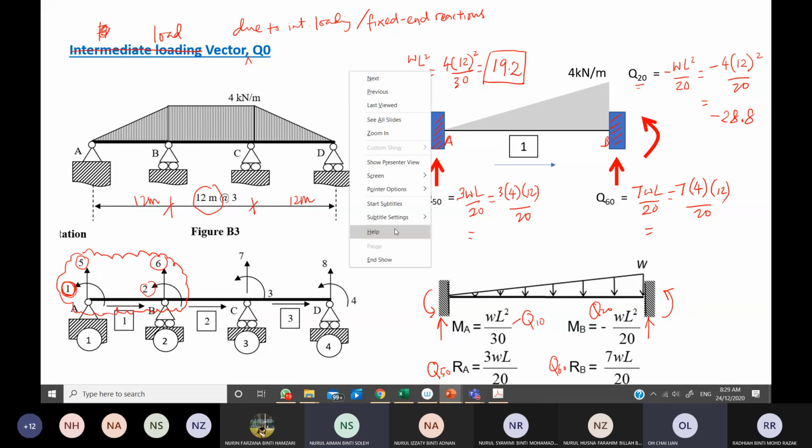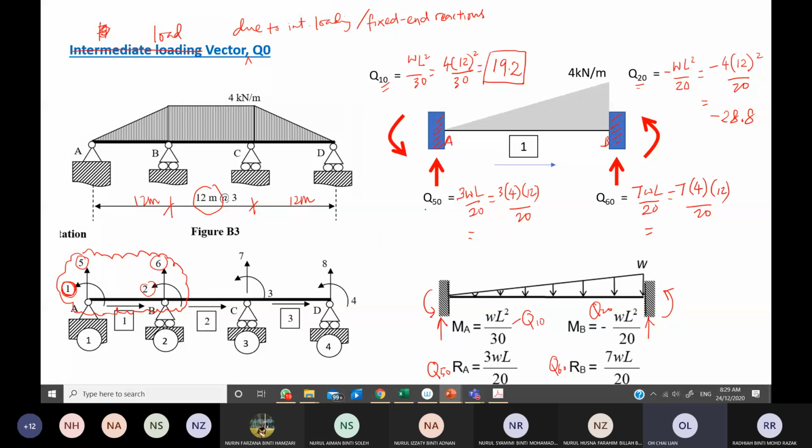Maybe I will use another pen. Okay, and then Q5 node? 7.2. Okay, and then Q6 node? 16.8. Thank you very much.